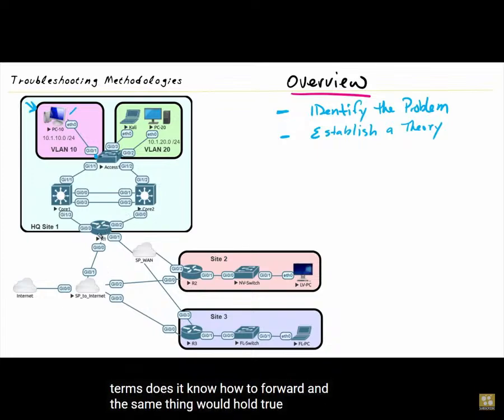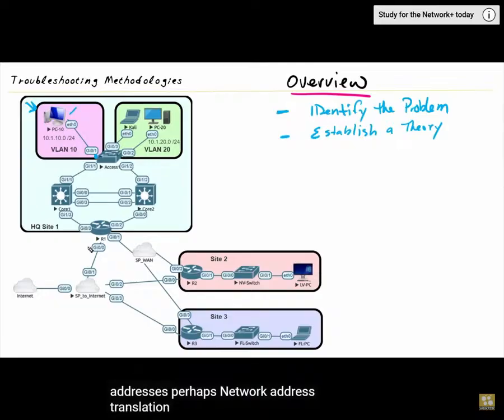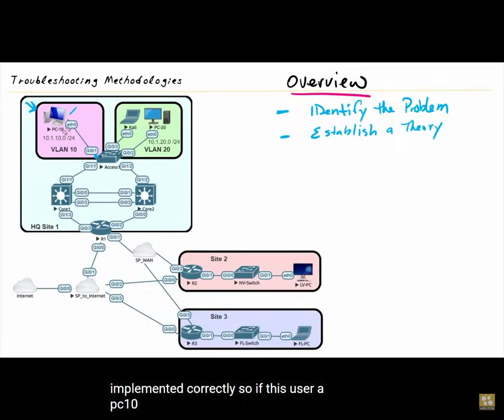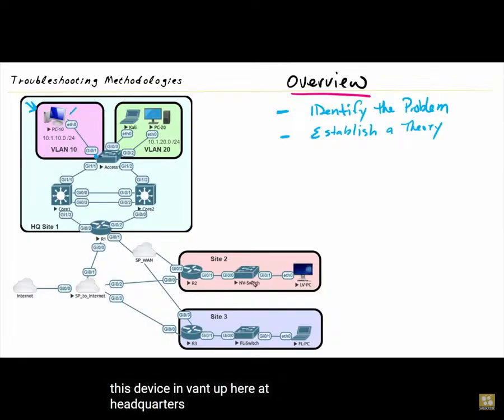And the same thing would hold true for this router, and then this connectivity to our service provider. And also because we're using RFC 1918 addresses, perhaps network address translation is failing or isn't implemented correctly. So if this user at PC10, by doing a few tests, we verify that it can ping its default gateway, and if this device in VLAN 10 up here at headquarters can ping devices out here at Site 2 and Site 3 and has reachability there, that can help identify what is working, and then we can establish a theory about what may be specifically causing the problem.